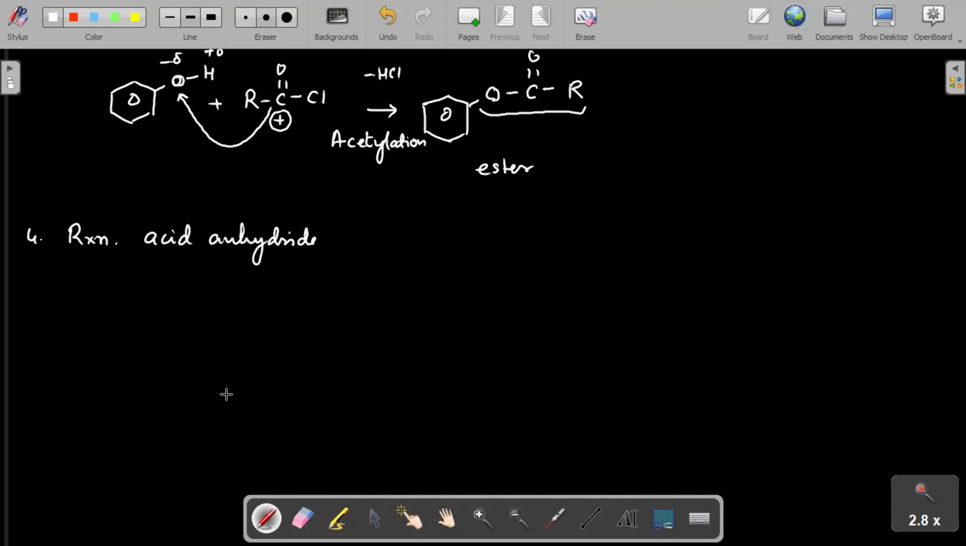A similar type of reaction we have studied for alcohol. Because the OH group is common here, they have some similar reactions. Let us take an example of acetic anhydride, CH3CO whole twice oxygen.